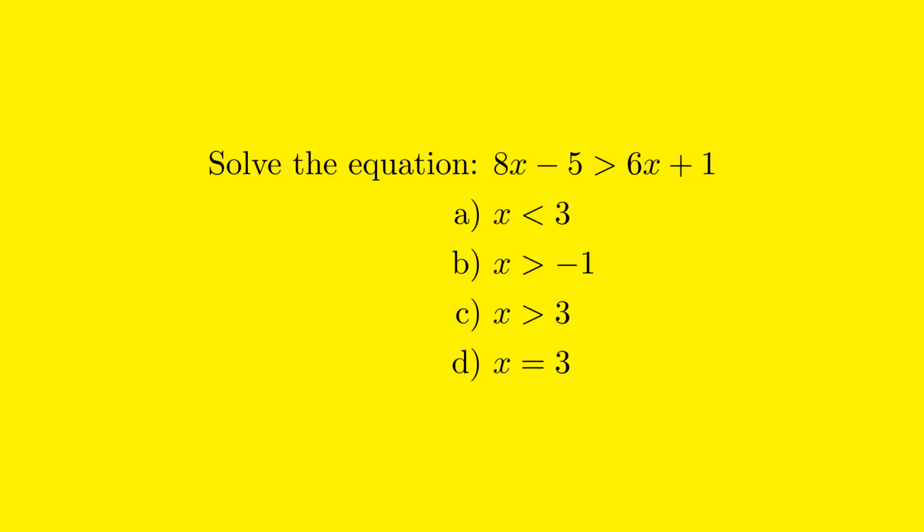In this problem, we are given the inequality 8x minus 5 is greater than 6x plus 1, and we are asked to determine its possible solutions. The options are A, x less than 3; B, x greater than minus 1; C, x greater than 3; D, x equals 3. Take a moment to pause the video and solve the inequality for yourself.